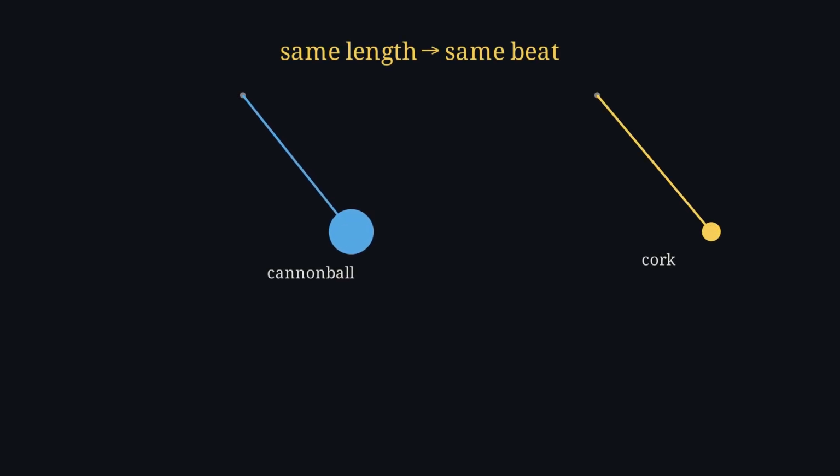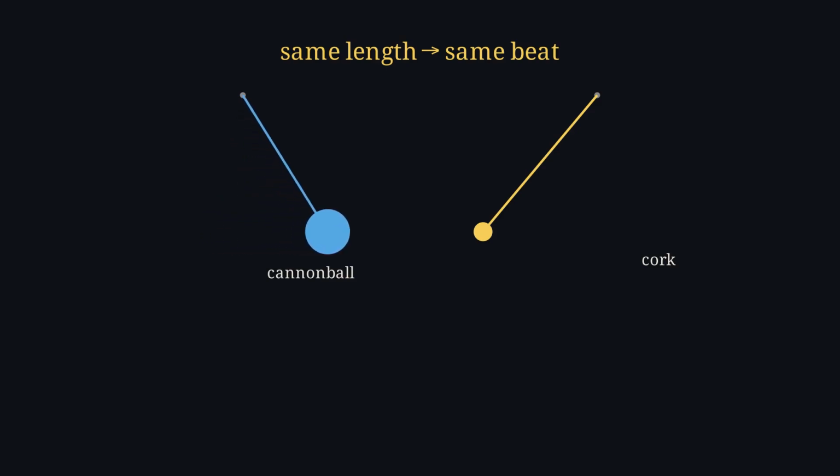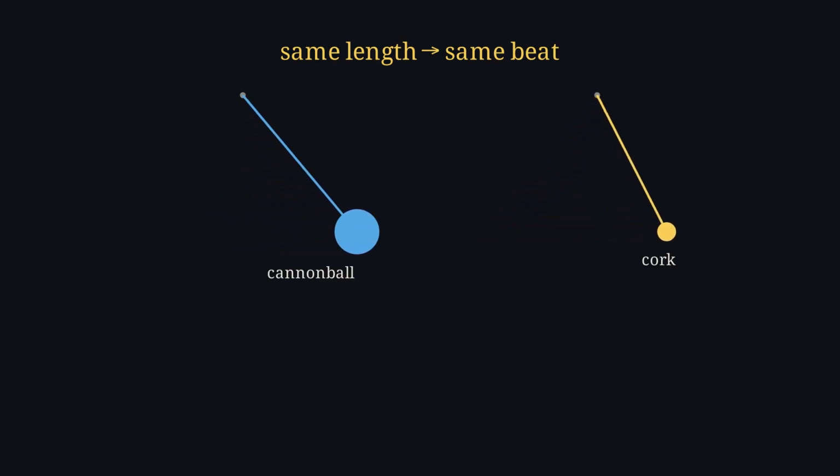Hang a cannonball on the string or hang a cork. Same length, same swing, and they keep perfect time with each other. The heavy one and the light one, tick for tick, forever. Your gut says the heavy bob should swing differently. Your gut is wrong. Now 2 groups, 1 relationship.